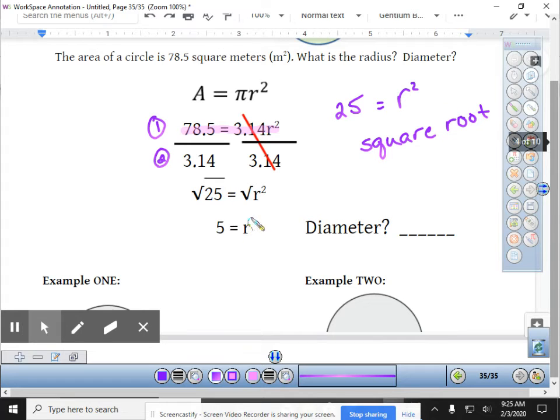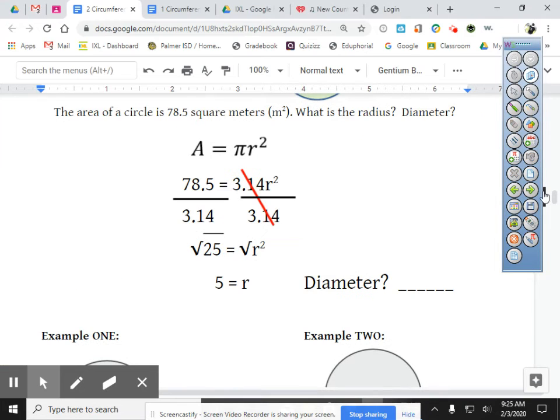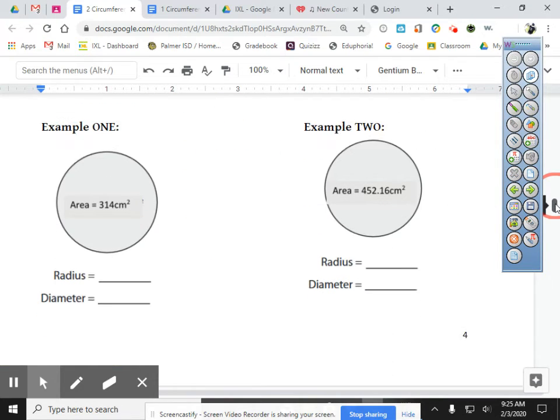So 5 is the what? The radius. What's the diameter? 10. It's 10. Okay? We cool? Yes. All right, let's do some examples. Y'all ready? Yeah. Example 1.